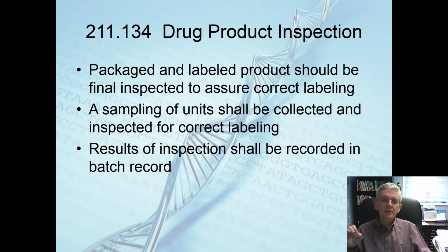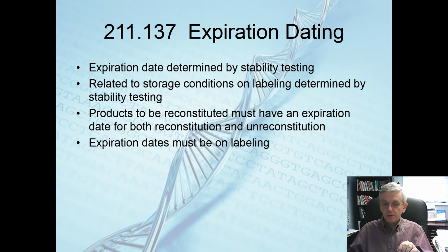211.134, your drug product inspection. It says that packaged and labeled products shall be final inspected to assure the correct labeling is applied. It means you have some type of sampling and inspection process. Sampling is done. Results of the inspection shall be recorded in the batch record. The expiration dating. Expiration date determined by stability testing. It can't be just guessed. It can't be just based on what you've seen in the past. You have to have the data to show that your product is good for the stated period of time.